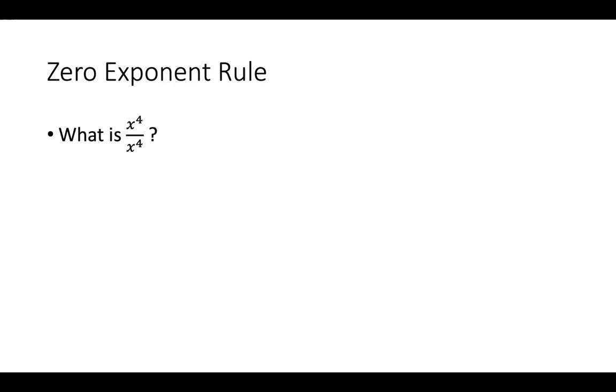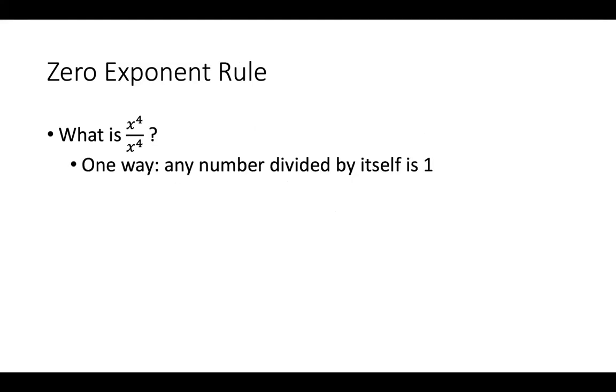All right, next we come to the 0 exponent rule. This one's a lot of fun. It's a little counterintuitive. And to convince you that this rule is correct, I like to talk about what is x to the 4th divided by x to the 4th. And there are two ways that you could do this. One way is just to say that any number divided by itself is 1.